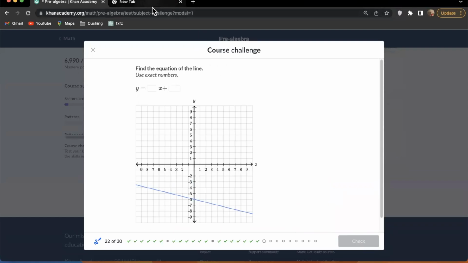All right, it says find the equation of the line. Okay, so it's giving us slope-intercept form. So it's y equals mx plus b. The y-intercept is the easiest to find. It is down here at -6. So that's my b. So here it's -6, my y-intercept.